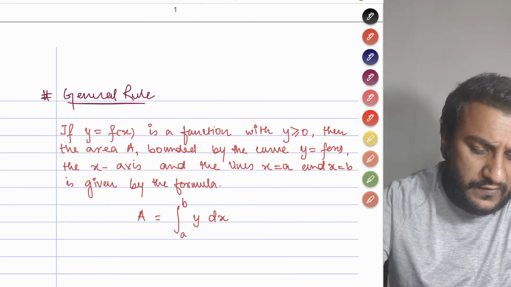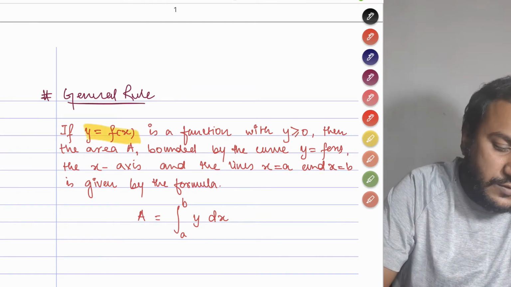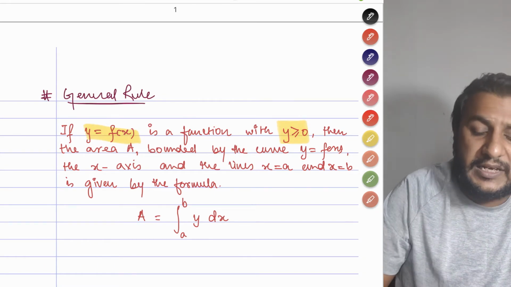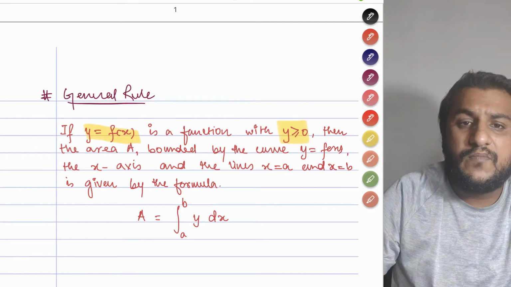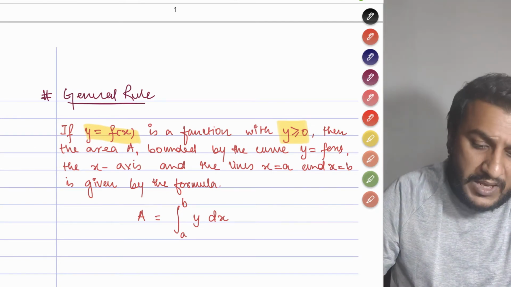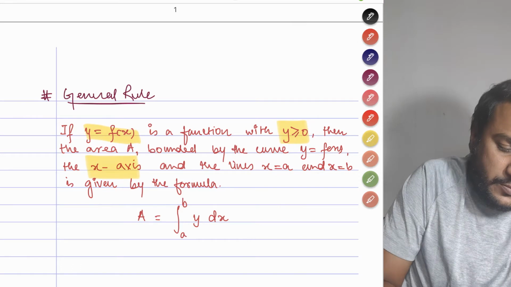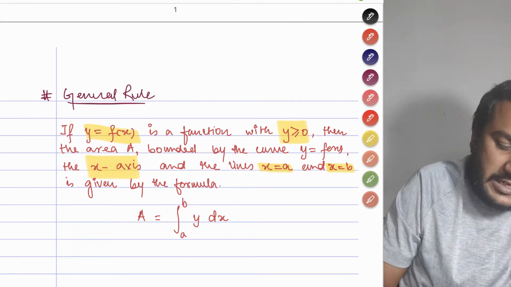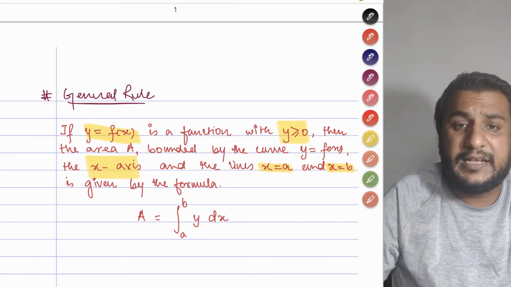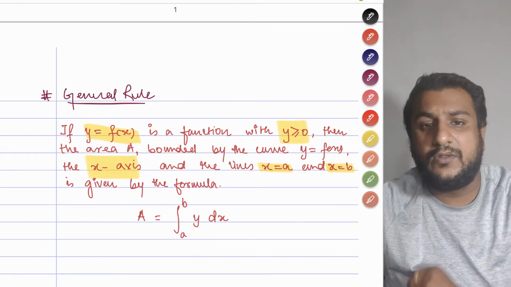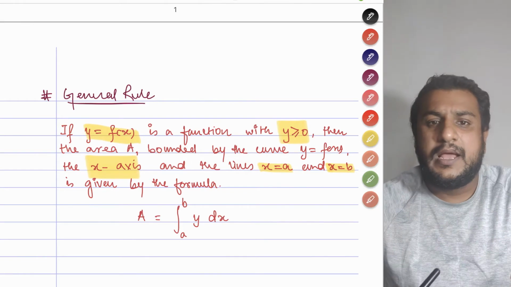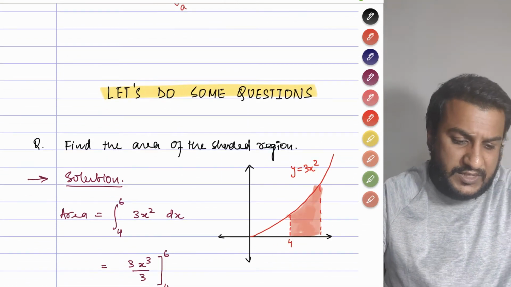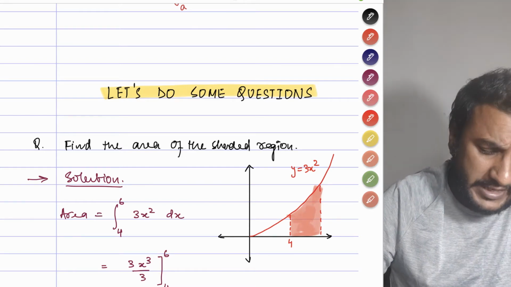So how do we solve? Let's suppose a function is given, y equals f(x), and y is greater than or equal to 0, means it's above the horizontal x-axis, and we are supposed to find the area bounded by the x-axis, x equals a and x equals b. So we can use integration. Whatever the function is, we'll write it in terms of x and integrate in the given limits. Okay, so let's do some questions on the same.